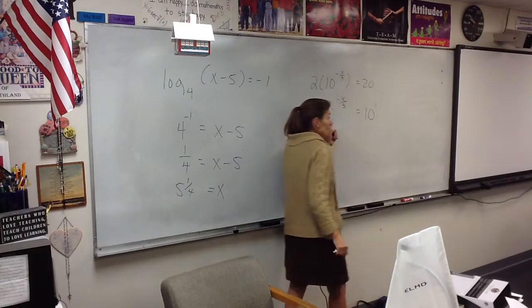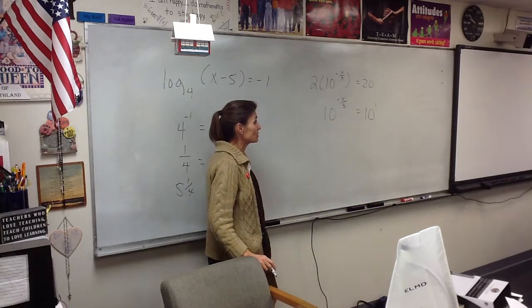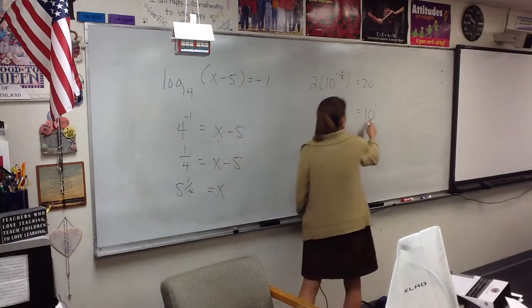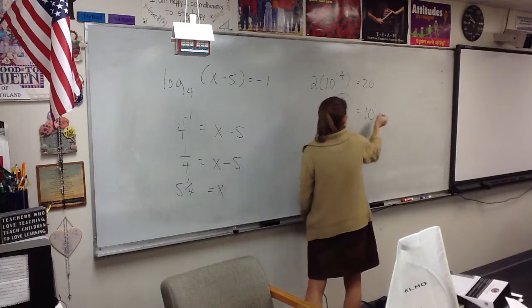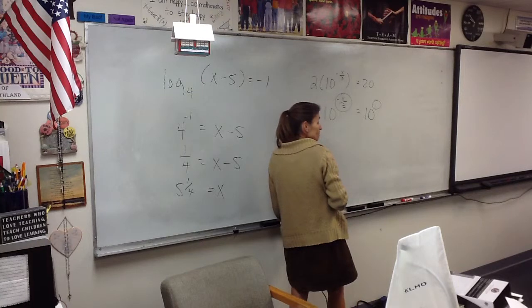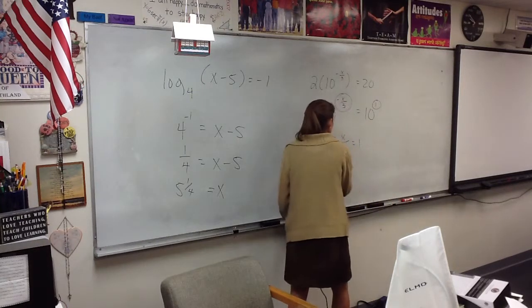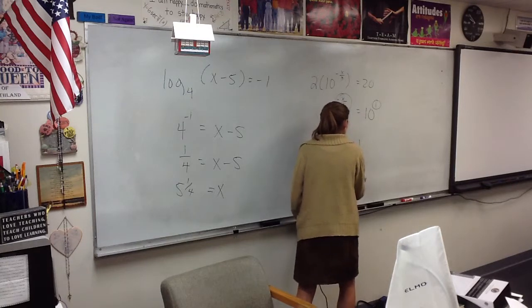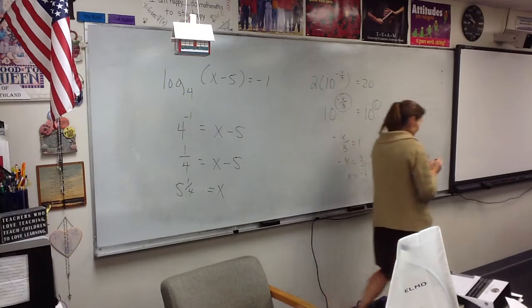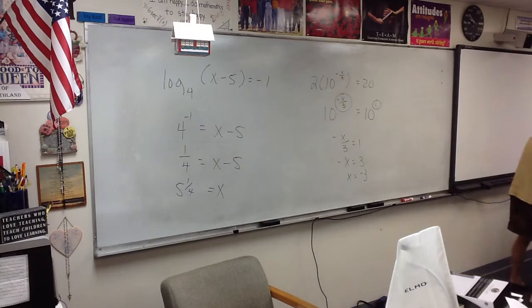That exponent is a 1 there. 10 is 10 to the first. Since these two numbers match, then this has to equal this, doesn't it? So negative x over 3 equals 1. Negative x equals 3 and x equals negative 3. Very good.